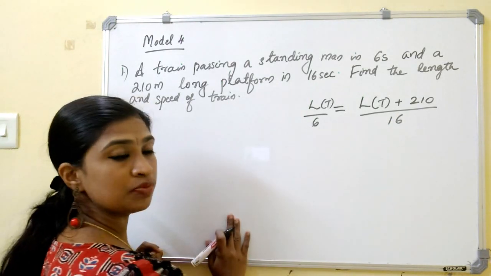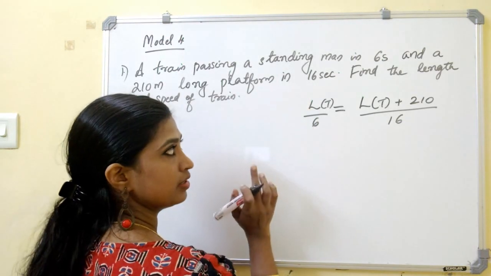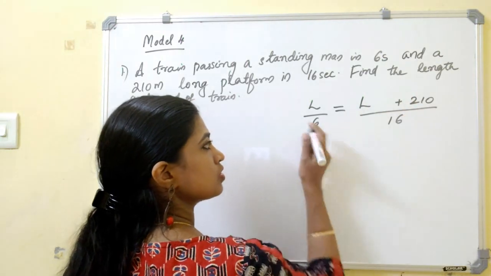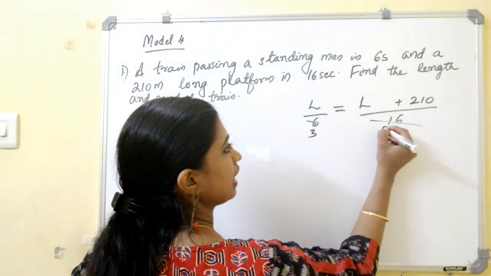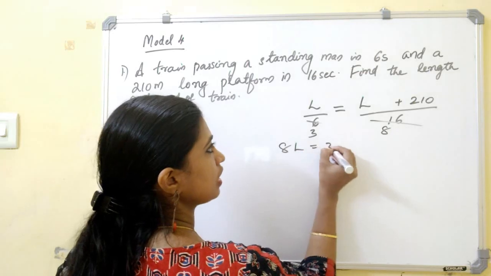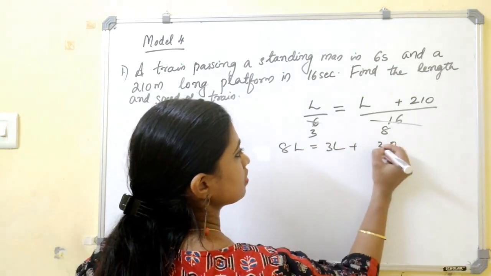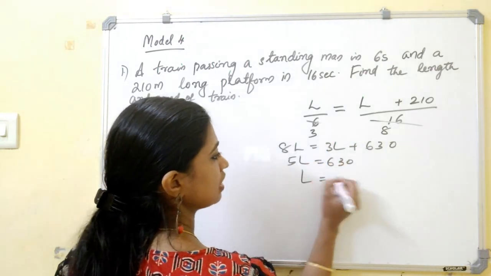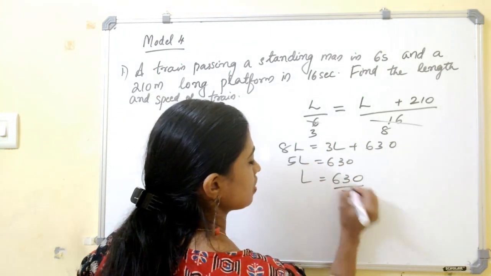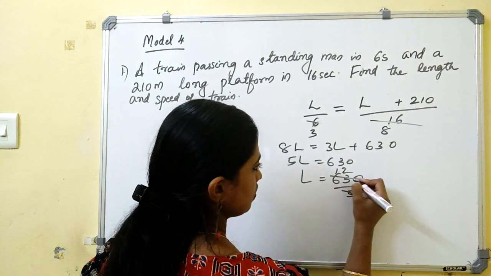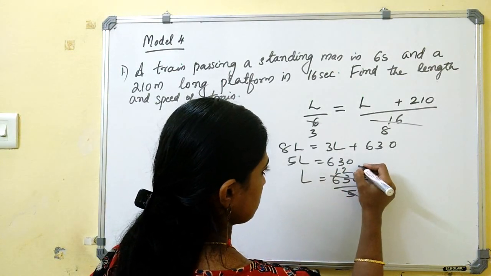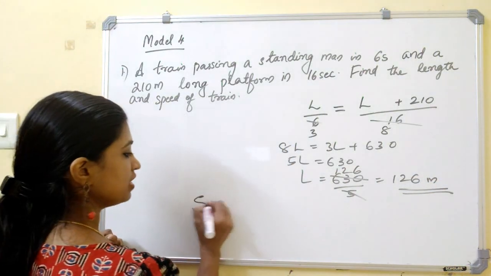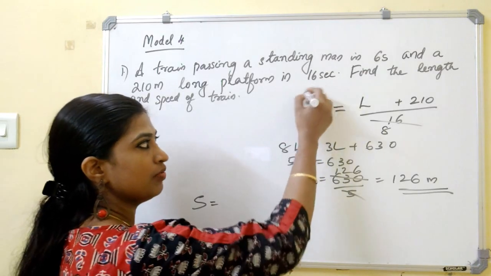Speed is the same in both cases. We are equating this to find the length. Let us take the length of the train to be L. So cancelling with 2, 3, 8: 8L is equal to 3L plus 630. 8 minus 3, 5L is equal to 630. So the length of the train is 630 by 5, which is 126 meters.